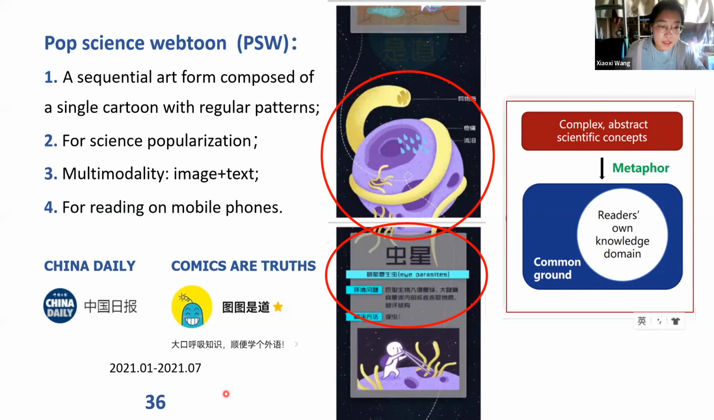The 36 cartoons or webtoons that we use as our corpus are from the Chinese official account called 图图是道, which I translate as Comics Are Truths, and it comes from a state-level comprehensive Chinese website, China Daily.